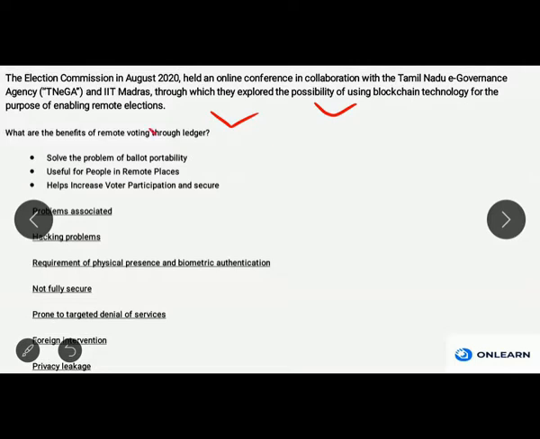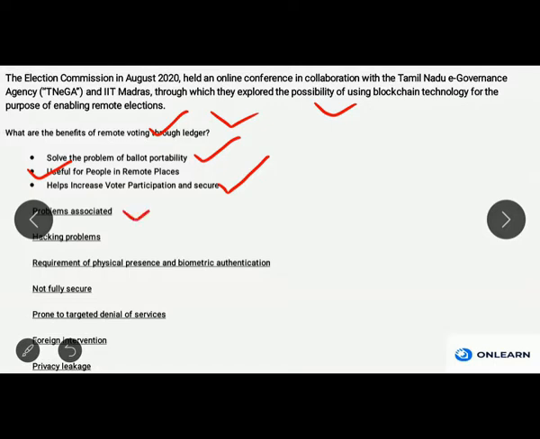Now, what are the benefits of remote voting through a ledger? First and foremost, it solves the problem of ballot portability. That means it is very easy. Anybody can access it from anywhere. For example, it will reduce the burden of immigrant workers, and it will be easily accessible to the lowest strata of the economic section. It will also be useful for people in remote places, for example army men, and it will help to increase voter participation, and it is secure. Since there is a hash, every transaction is secured.